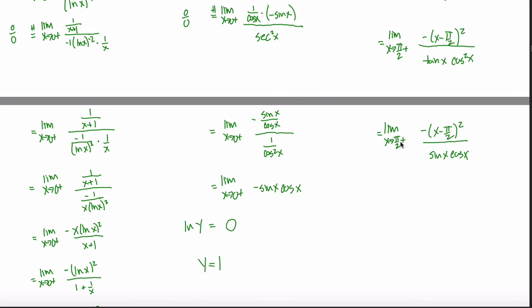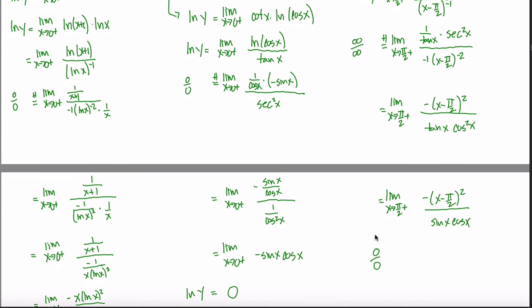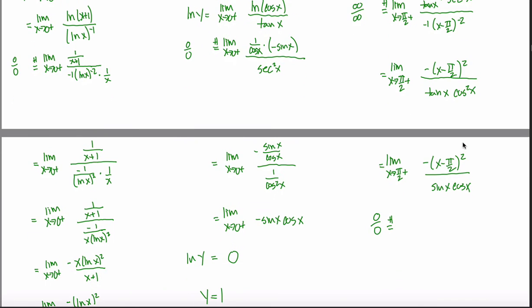Well, the limit as x approaches pi over 2. The top's definitely going to be 0, right? Because pi over 2 minus pi over 2 is 0. 0 squared is 0. What about the bottom here? The sine of pi over 2 is not 0, but the cosine of pi over 2 is 0. 0 times 1 gives me 0. This is the 0 over 0 form. Because it's 0 over 0, I can use L'Hopital's rule again. Kind of interesting that it went from infinity over infinity form to 0 over 0 form. Maybe that's not that interesting. At any rate, I'm going to use L'Hopital's rule.